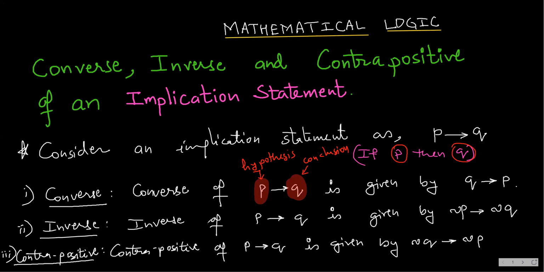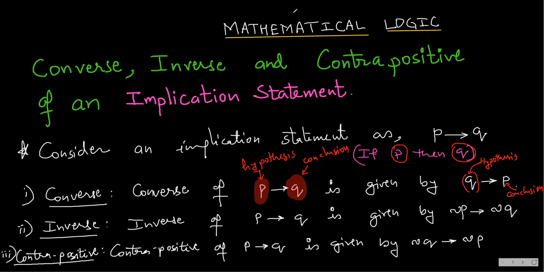So when you write the converse, what do you do? You make the conclusion the hypothesis and the hypothesis becomes the conclusion. So what is the converse of if P then Q? It becomes if Q then P. Now Q becomes hypothesis and P becomes conclusion.